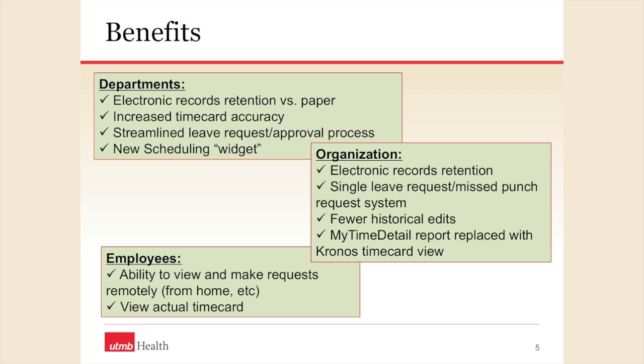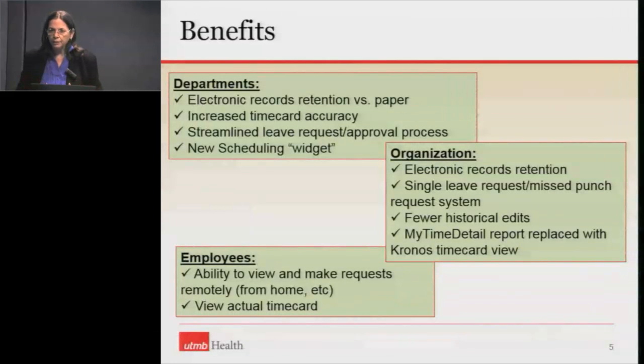So benefits, there's benefits to departments, to the organization, to employees. All of these benefits are streamlining, increased accuracy, and that's where our goal is headed. Again, increased accuracy, one system. That means that our records retention is much better. It's one system that we have for recording all of those requests, and it is streamlined for the approval of leave. That's a really good feature for us, and it's going to increase, again, the accuracy of the time card.